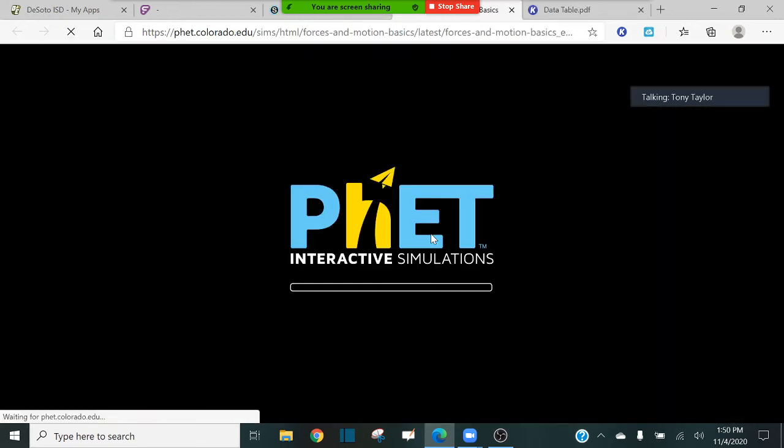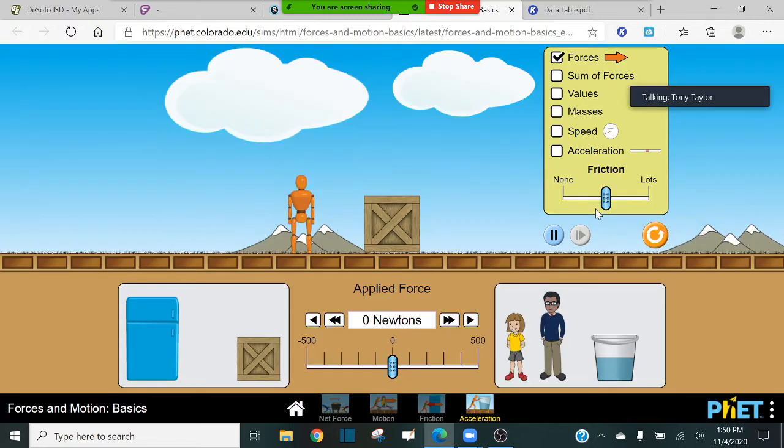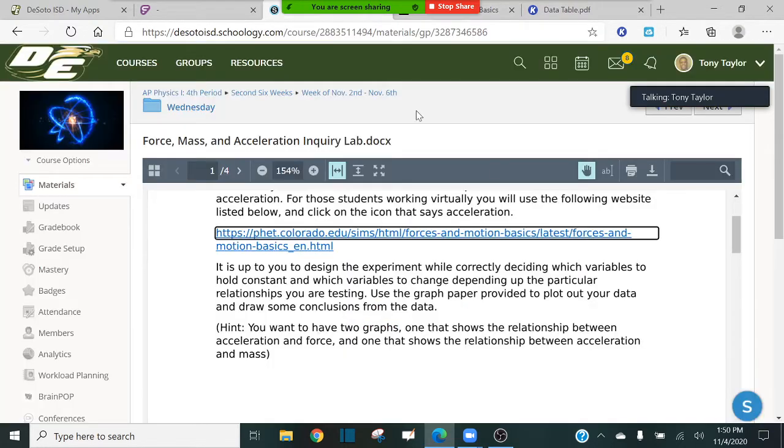Okay, so guys, this is the website you're going to go to. You're going to go to this website right here. It's a PhET simulation. Okay, and then you're going to click on the icon right here that says acceleration. Okay, and you're going to use this to collect your data points to do your lab.